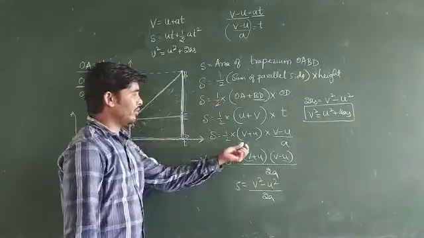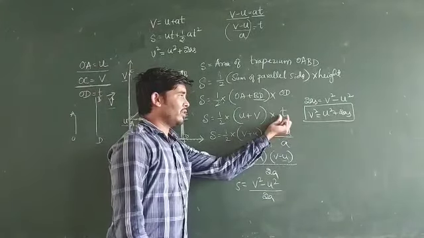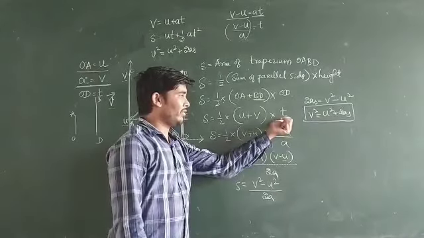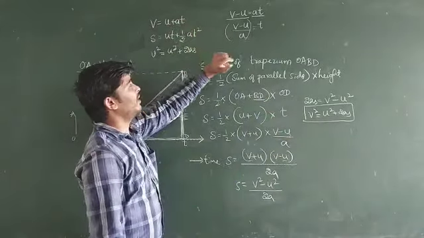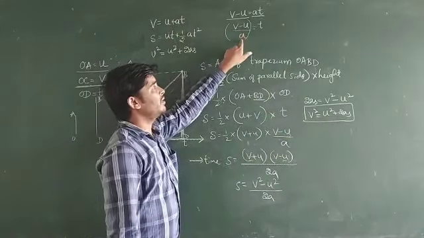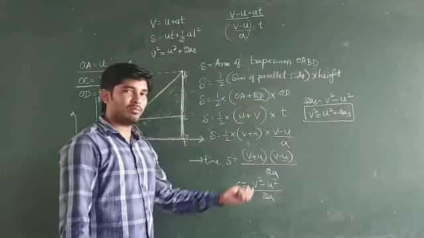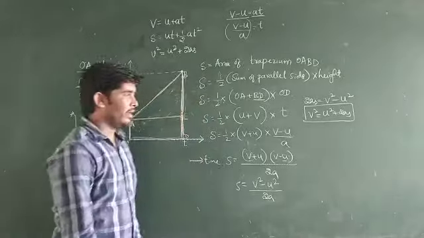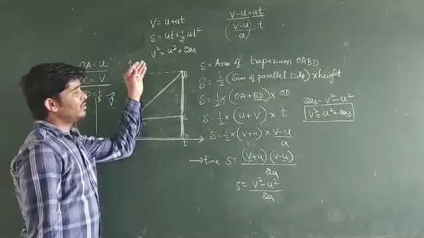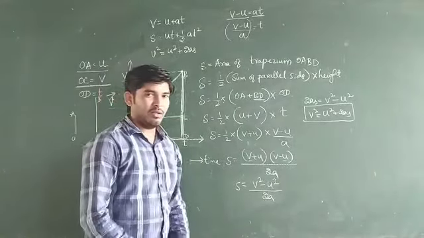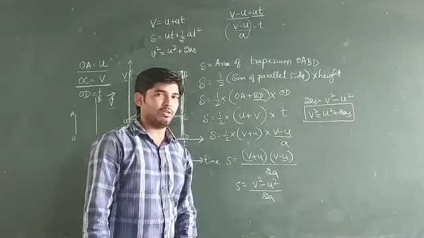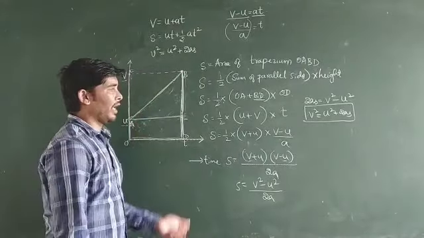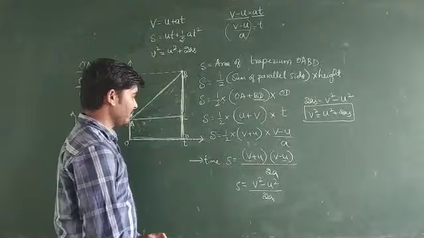In this, the important thing is how to substitute the relation of T, that is by using the first relation T is equal to V minus U divided by A. If you substitute that correctly, you will get the correct answer in the last step. Alright, so this is how we have derived the three equations of motion by using a velocity time graph.